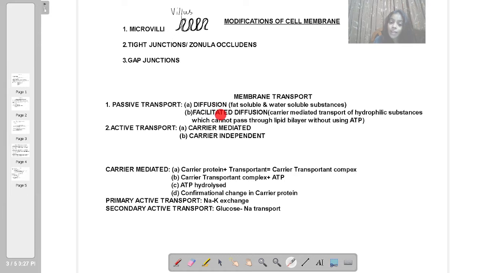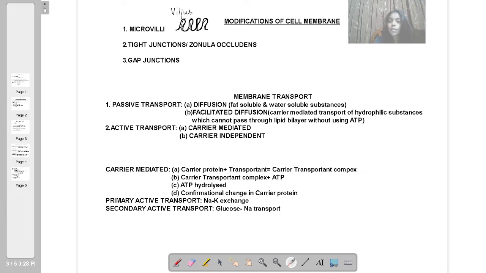So the next is facilitated. Now the word facilitated means being helped. That means diffusion is being helped by something. What is that something? So see over here, carrier mediated transport. So this kind of diffusion needs the help of a carrier. Without carrier, it is not possible. Okay, and that carrier is a protein. That carrier is a protein.